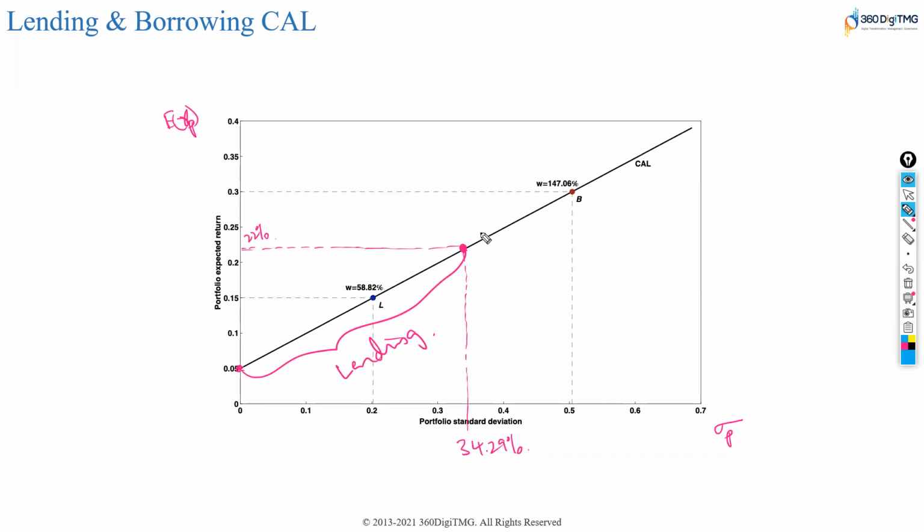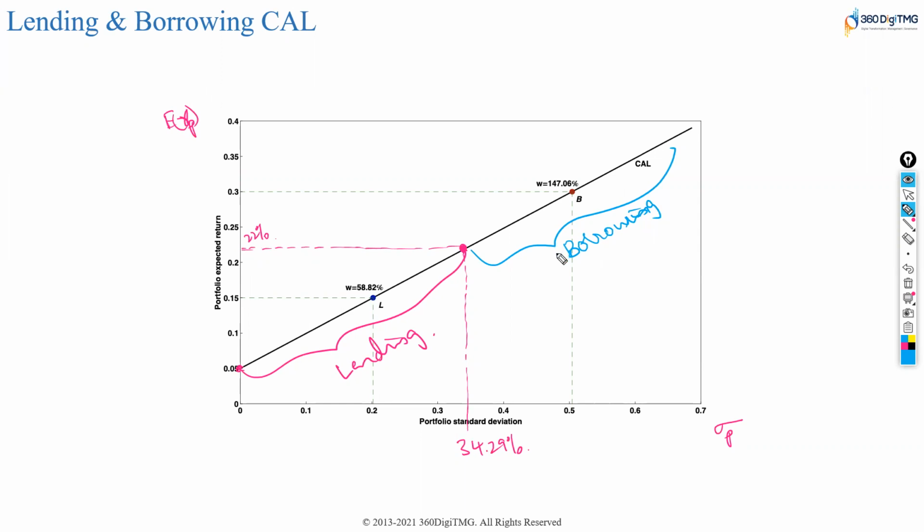Only once it crosses 100%, meaning if you want to invest more than 100%, you need to borrow from somewhere. So throughout, to whatever extent it goes, this is all borrowing. If you want 147%, that's the money that you need to invest, and if you have only 100%, then you borrow the remaining 47.06. Okay, so this is what happens.